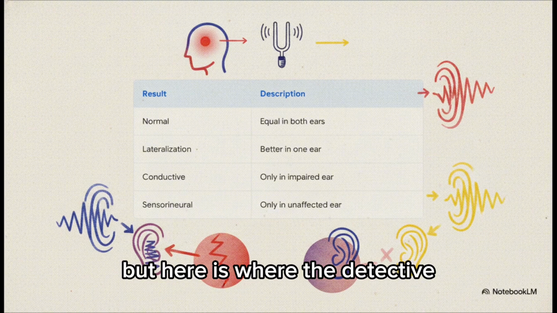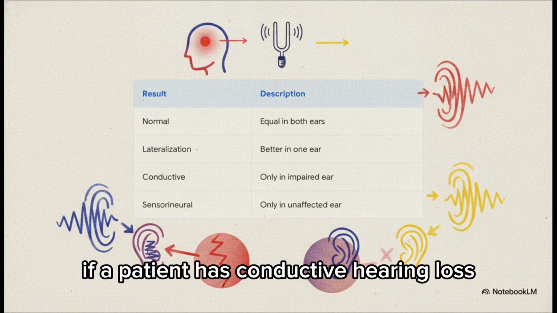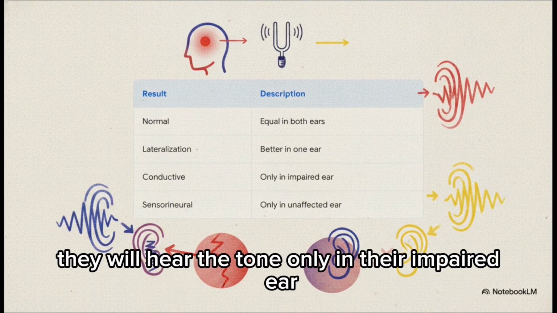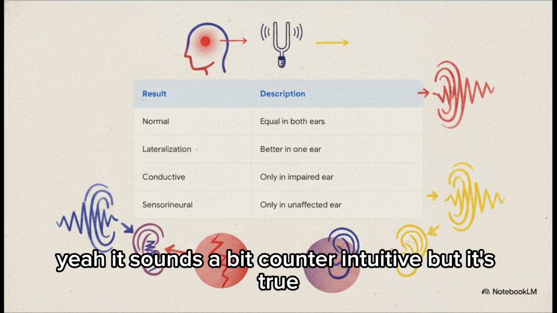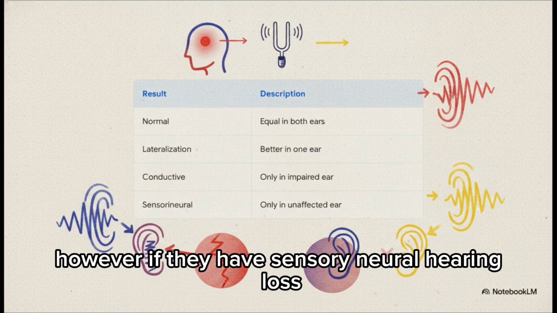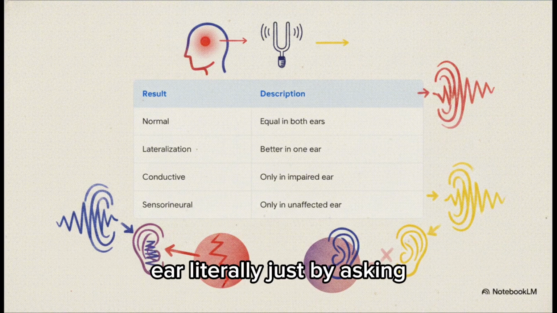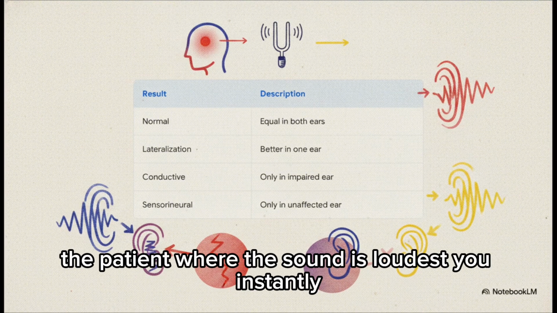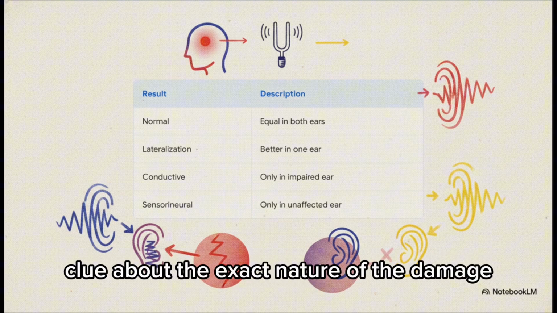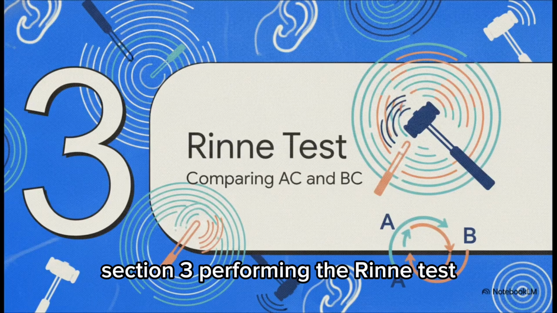But here is where the detective work gets so fascinating. If a patient has conductive hearing loss, they will hear the tone only in their impaired ear. Yeah, it sounds a bit counterintuitive, but it's true. However, if they have sensorineural hearing loss, they're going to hear the tone only in their unaffected ear. Literally just by asking the patient where the sound is loudest, you instantly gain a massive clue about the exact nature of the damage.